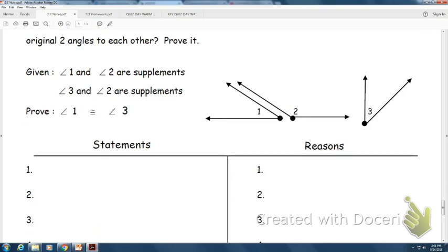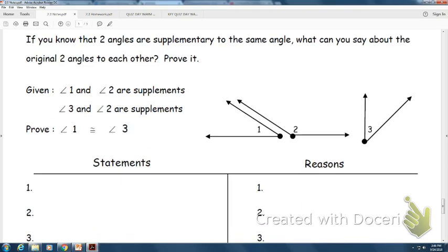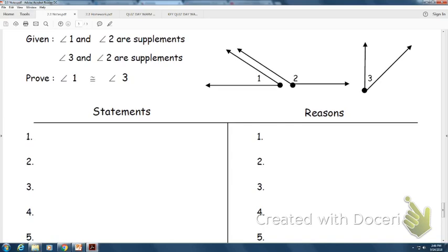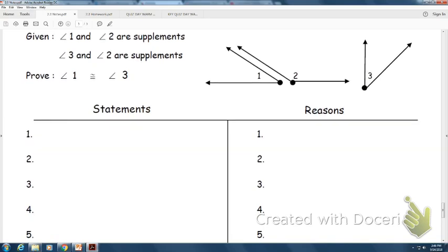If you know that two angles are supplementary to the same angle, what can you say about the original two angles to each other? Prove it. Our first one says, given angle 1 and 2 are supplements, angle 3 and angle 2 are supplements, angle 1 is congruent to angle 3. What does it mean for it to be a supplement? They're supplementary angles, which means they are equal to 180.